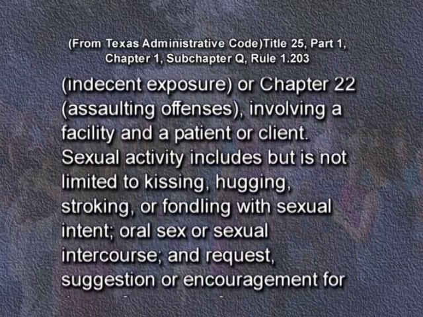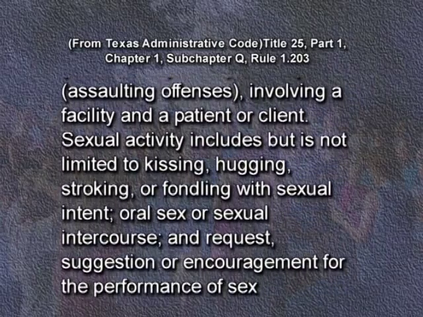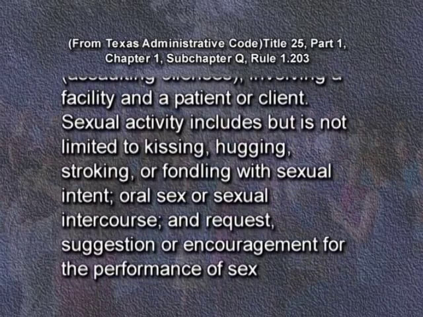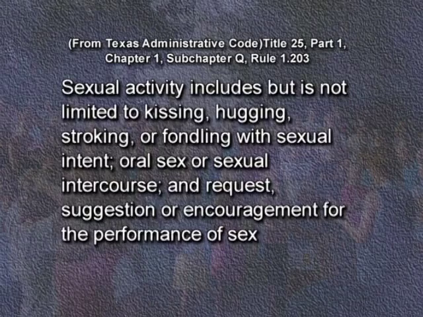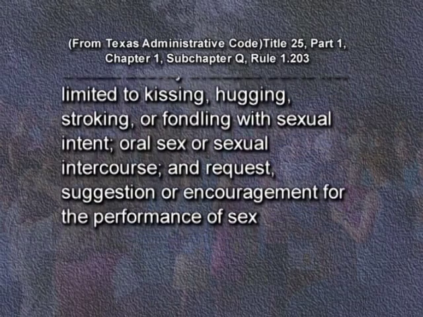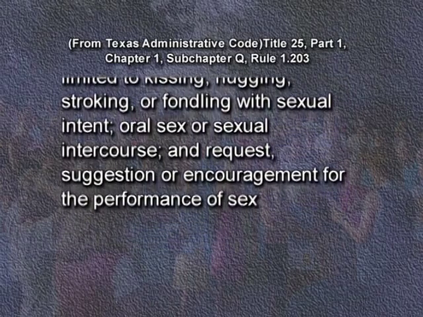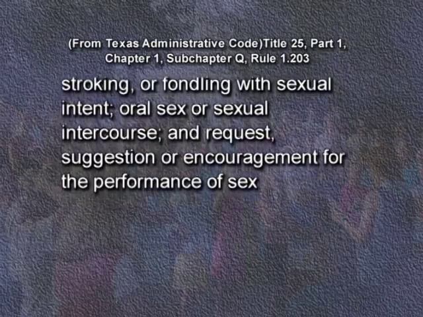Sexual activity includes, but is not limited to, kissing, hugging, stroking or fondling with sexual intent, oral sex or sexual intercourse, and request, suggestion, or encouragement for the performance of sex. Child sexual abuse may be violent or nonviolent. Here are some types of child abuse.